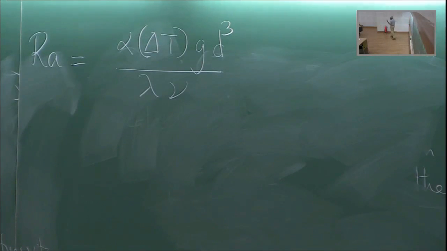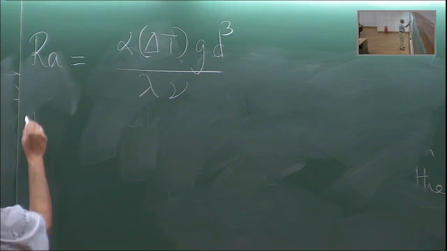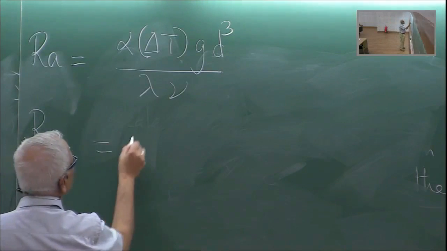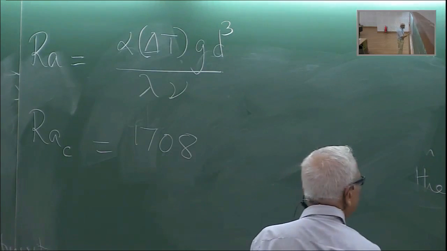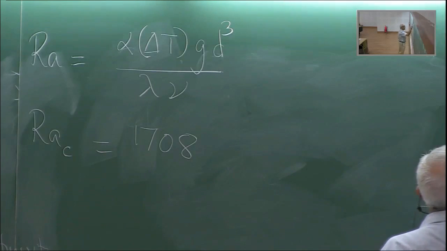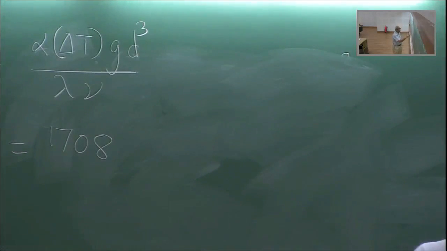So the Reynolds number, which I had in the previous discussion of homogeneous isotropic turbulence, is changed to the Rayleigh number, and the critical Rayleigh number, Ra critical, is 1708 for passing from here to here. So motion begins over there, and you start convecting heat from the bottom plate to the top plate.